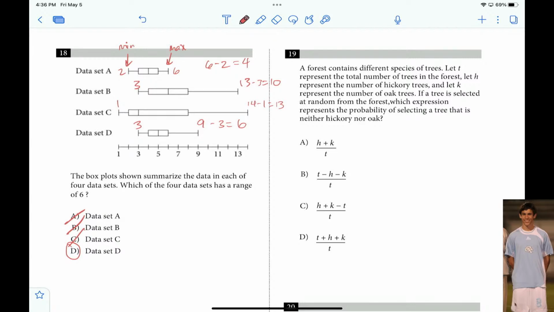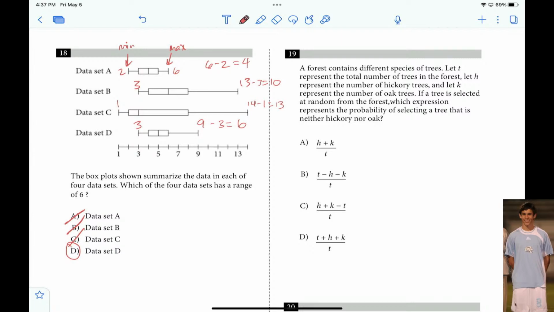All right. So 19. It says a forest contains different species of trees. Let T represent the total number of trees in the forest. Let H represent the number of hickory trees, and let K represent the number of oak trees. If a tree is selected at random from the forest, which expression represents the probability of selecting a tree that is neither hickory nor oak? So we want any tree as long as it's not an oak or a hickory tree.